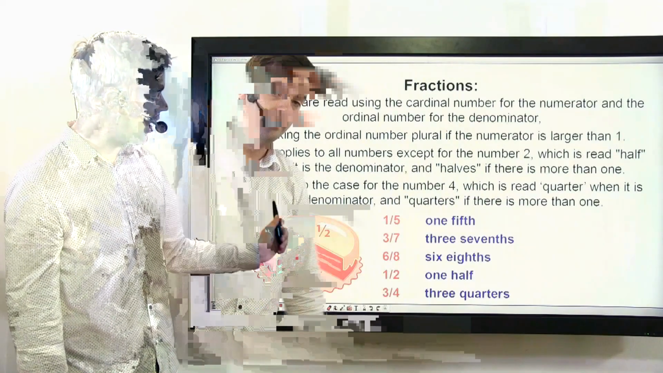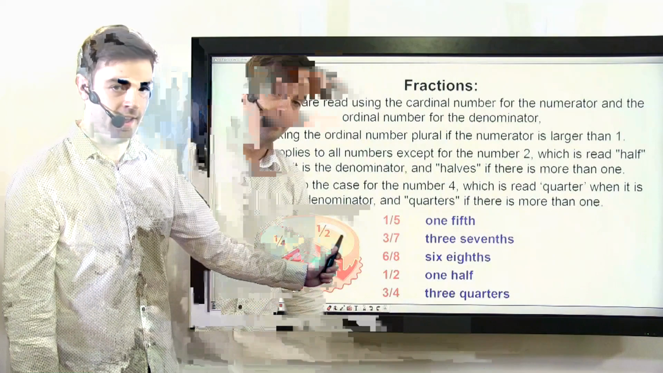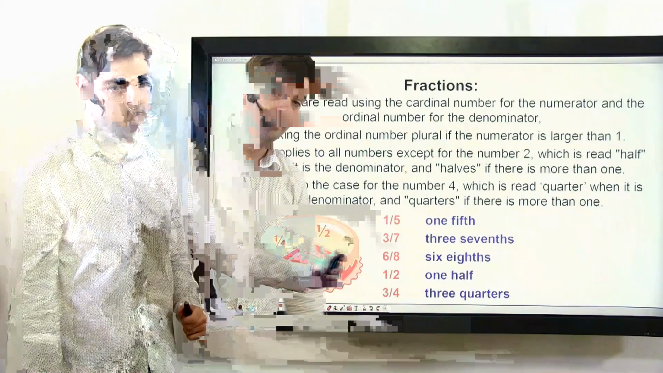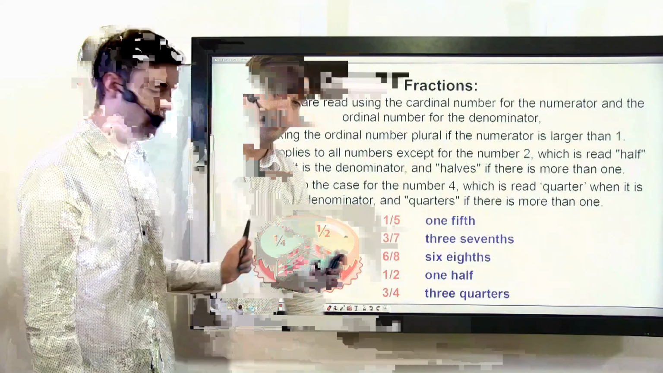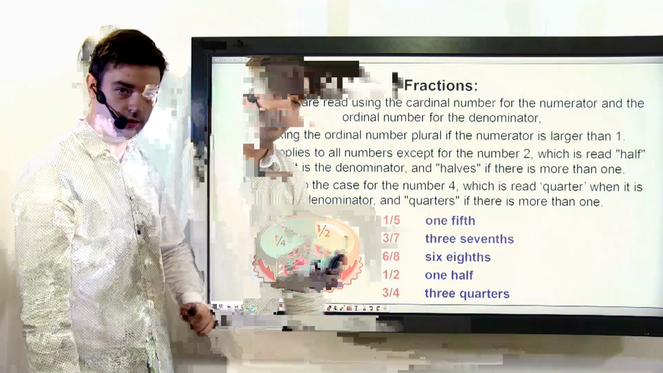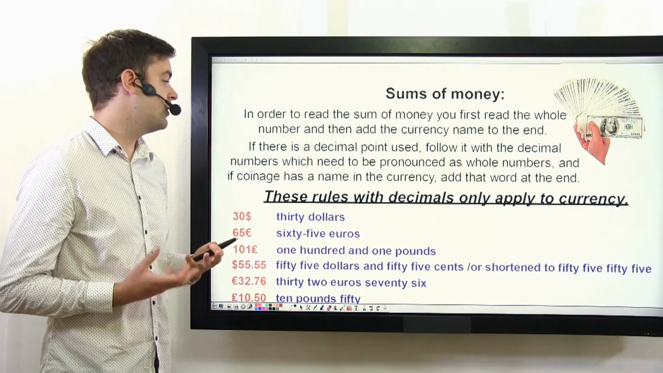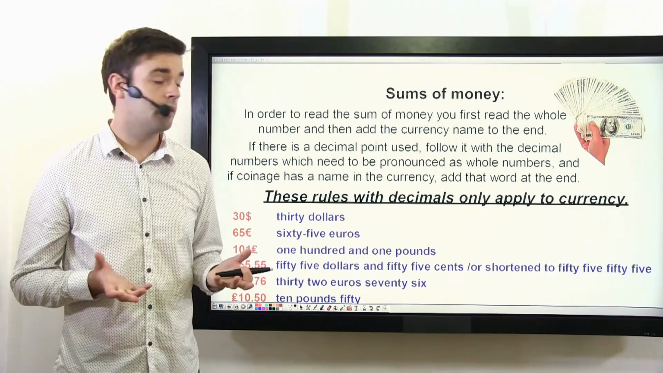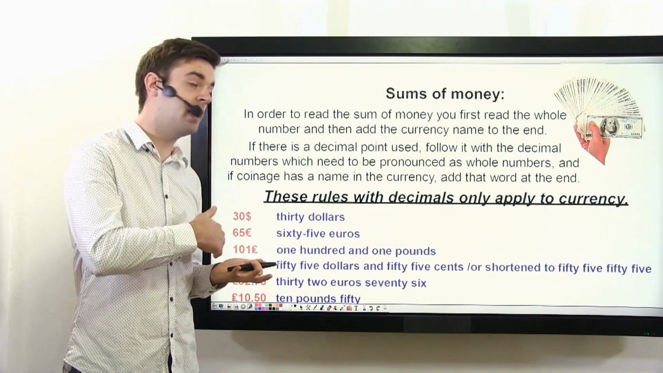Here we have half of a cake. 1/2, 1/4. The sum of money, you first need to read the whole number and then add the currency name to the point used. Follow it with the decimal numbers, which need to be pronounced as whole numbers, so it doesn't follow the same pattern as before.